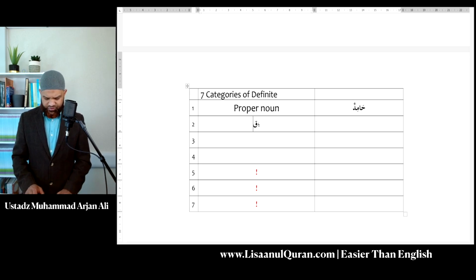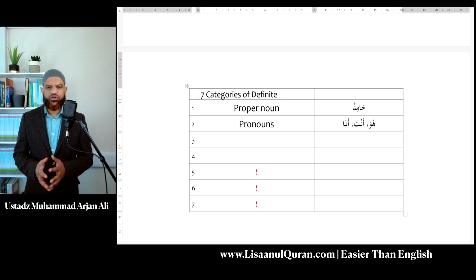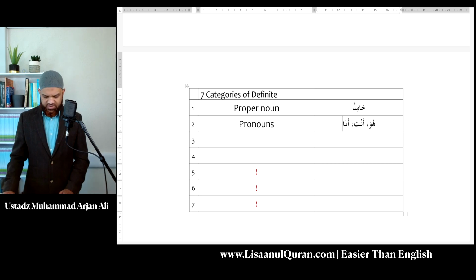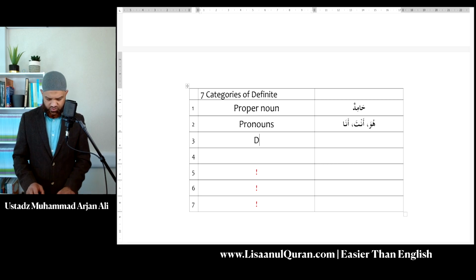And then we have pronouns. Pronouns, again, I'm sure you know in English, he, she, etc. So pronouns, I've asked you to remember 3. Huwa, which means he. Anta, which means you. And ana, which means I. So we've got 3 pronouns here. He, huwa, you, anta, I, ana. The third category is a word made definite by al. So we're going to call it definite by al.